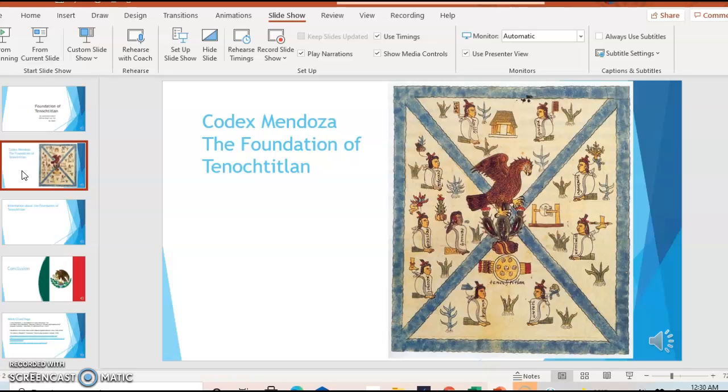De Mendoza meant the Codex to be a gift for Emperor Charles V. It was painted on European paper and bound in European style, but the pictures were drawn and painted by Aztec scribes and translated by a Spanish priest who spoke Nahuatl.